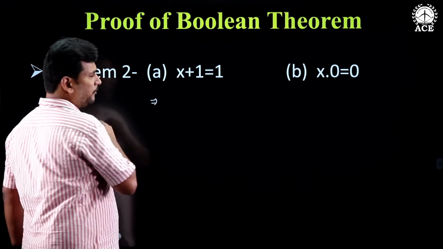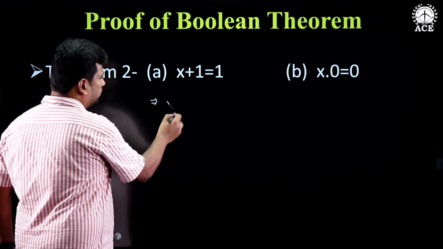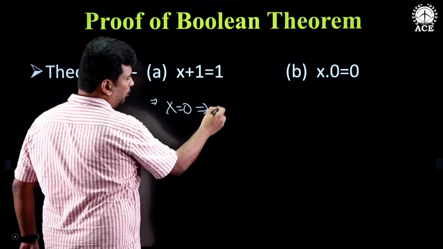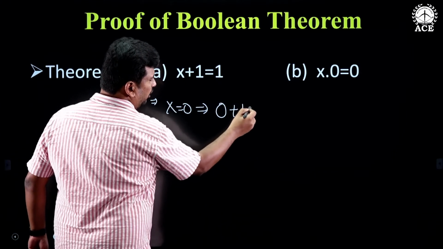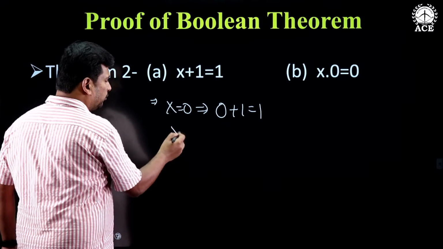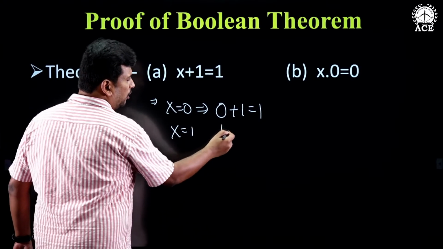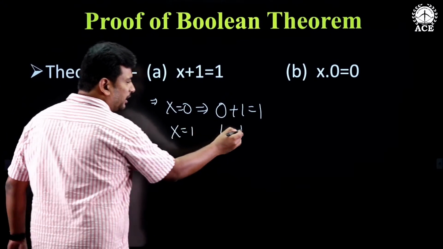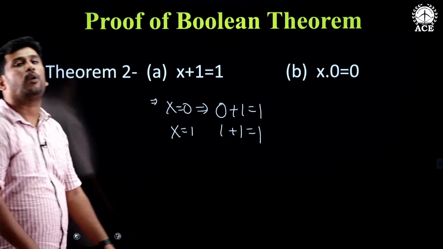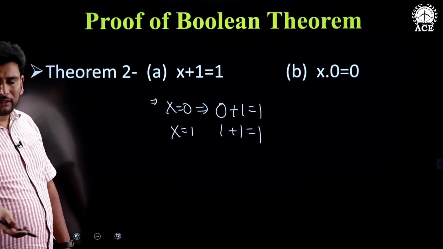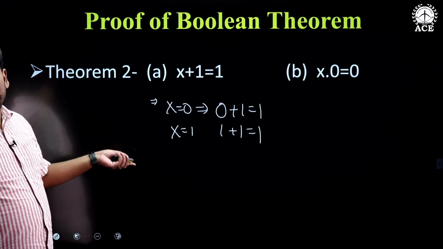What is that? If your x equal to 0, what is your expression for this? X OR with 1, 0 OR with 1 equal to 1. If your x equal to 1, 1 OR with 1, again, even if one input is high, your OR gate output is 1. Sounds clear? If you want something more, we can once again go ahead with a different calculation.